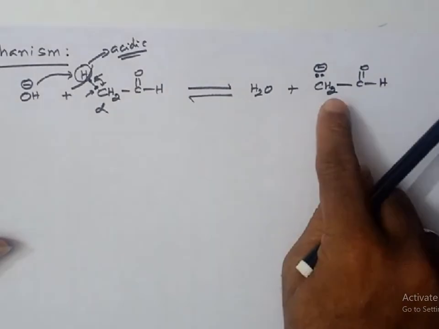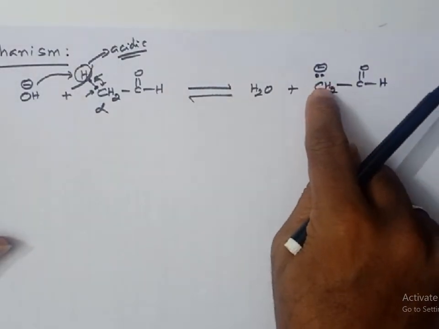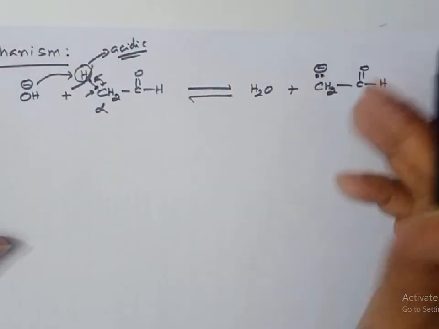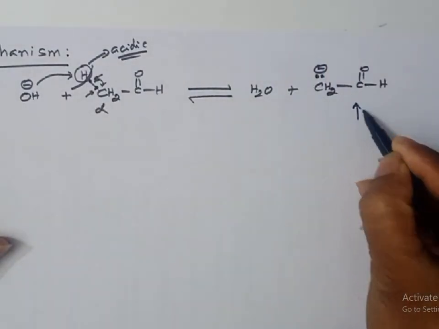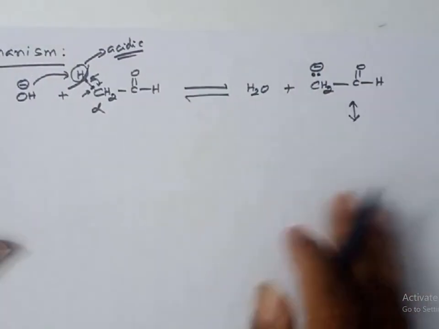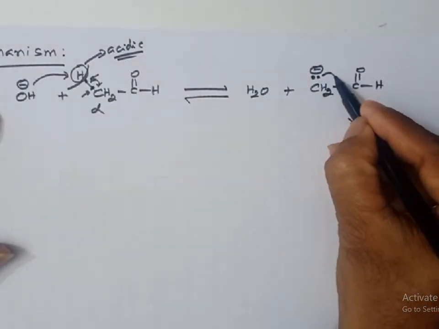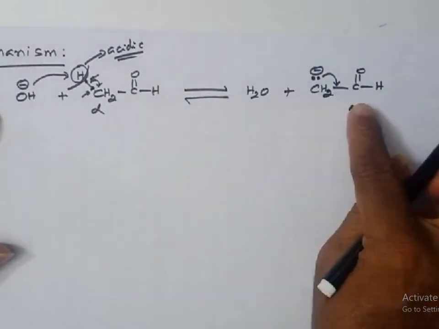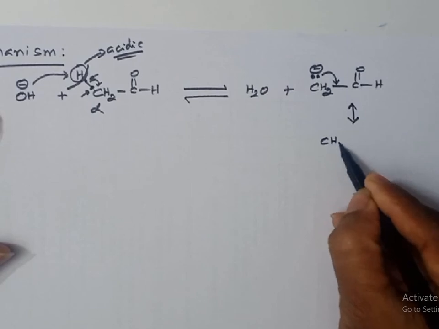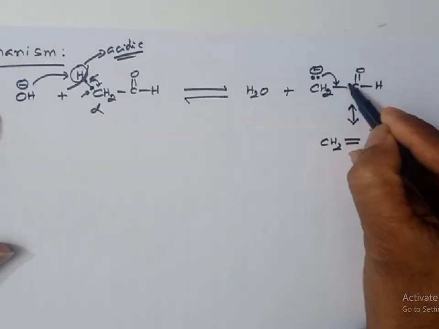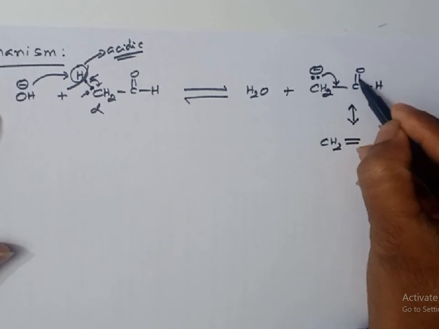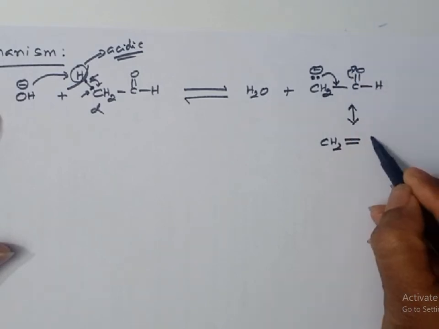This anion, carbon carrying negative charge, is called a carbanion. This carbanion is stabilized by resonance. Why? This lone pair comes over here, you will get a double bond. And this pi bond shifts to oxygen, you will get O minus.